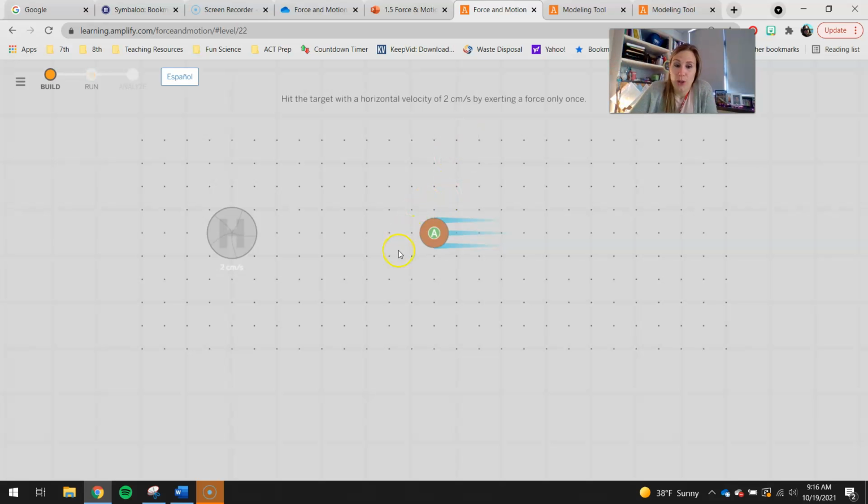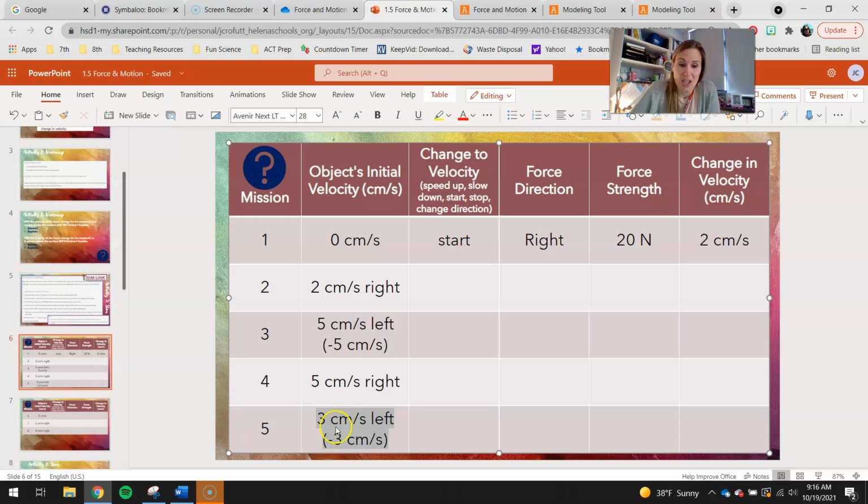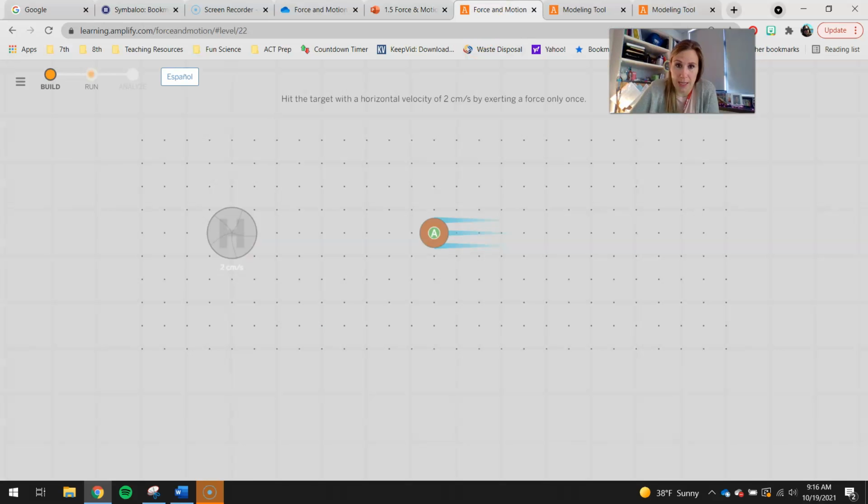Okay, notice that my puck is moving. So what we need to do is go back to our table and figure out what our initial velocity is. So this is moving 3 centimeters per second to the left, or we could call this negative 3 centimeters per second. Okay, so remember that if it's moving to the left, we're going to consider a negative velocity. Okay, so negative 3 centimeters per second, but it wants us to hit our target at 2 centimeters per second to the right. Notice this is a positive value.